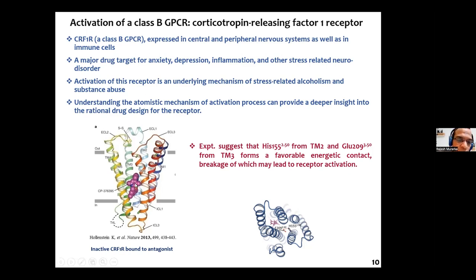So what we did, we removed this antagonist, and then we created this APO state of the receptor, and we studied the structural dynamics of both the inactive state and the APO state of the receptor. So now how to characterize the active state of the receptor?